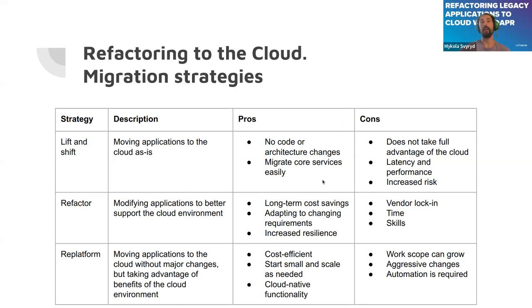And definitely there are some pros: no code or architecture changes needed. You just migrate the entire virtual machine. The migration is really fast. Just migrate the machine itself and no need to change anything. These are the pros. Regarding the cons, when you migrate the application, or rather move the instance, it doesn't take full advantage of the cloud itself, because you're just using an EC2 instance and that's it. Latency and performance are impacted as well, and there is increased risk because you need to check thoroughly and tune that machine.